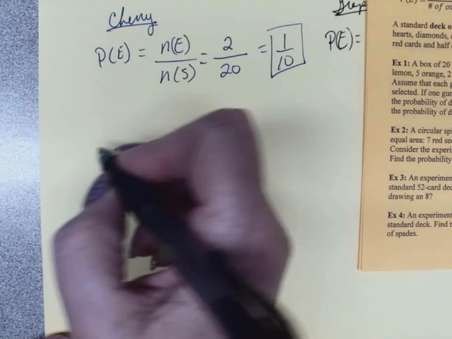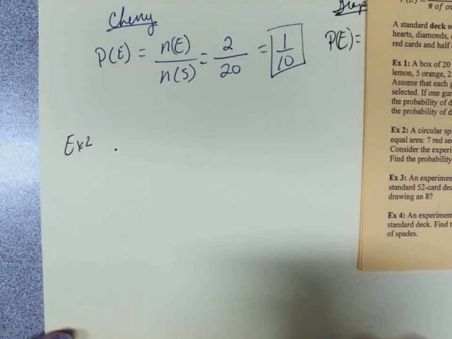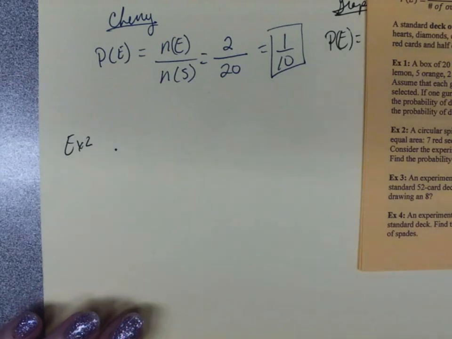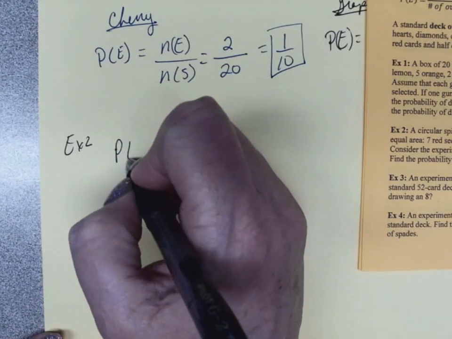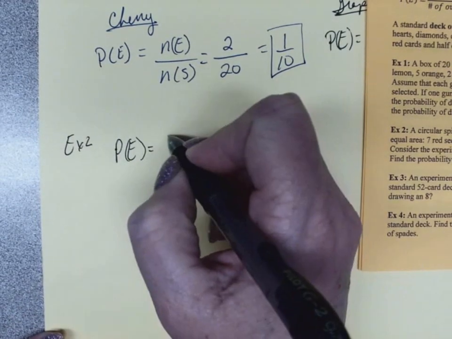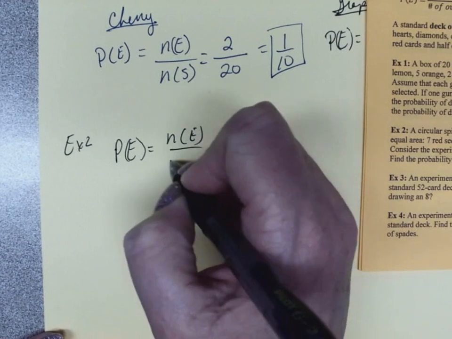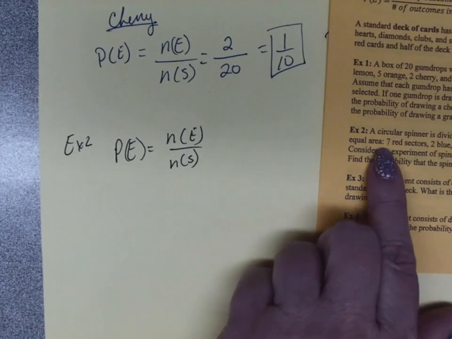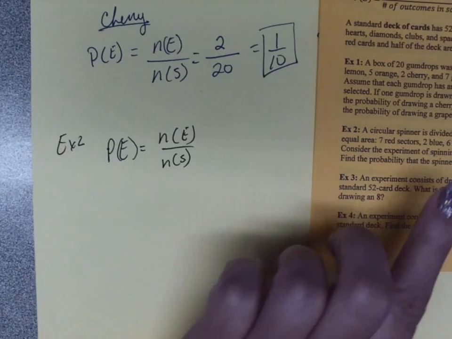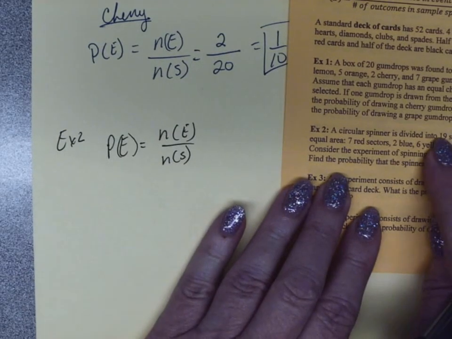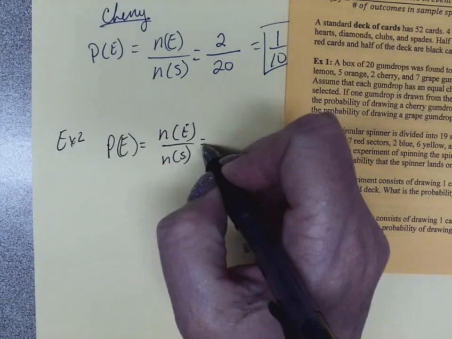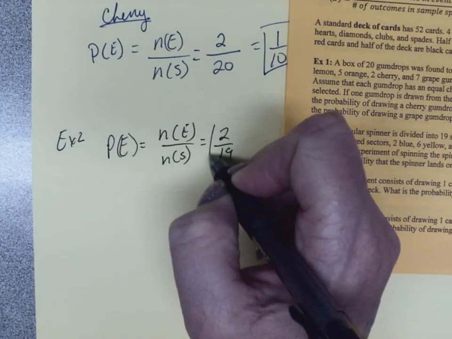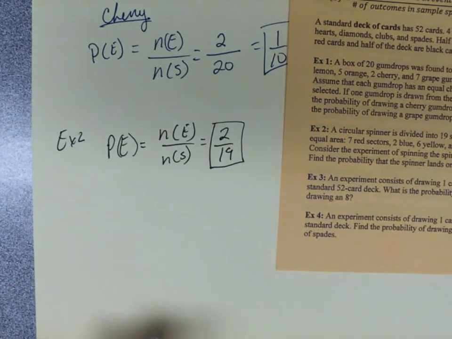That's what we're talking about, a circular spinner. All right, so for example 2, we are looking at the probability of E equal to the N of E over the N of S. And we wanted to know what's the probability that it lands on blue. So in our problem, we have 2 blue out of 19 sectors. So this will be 2 out of 19, and that's all we got to do.